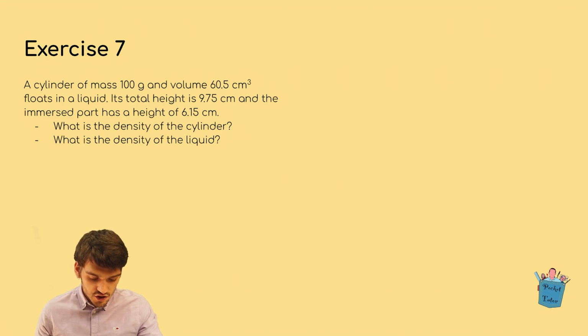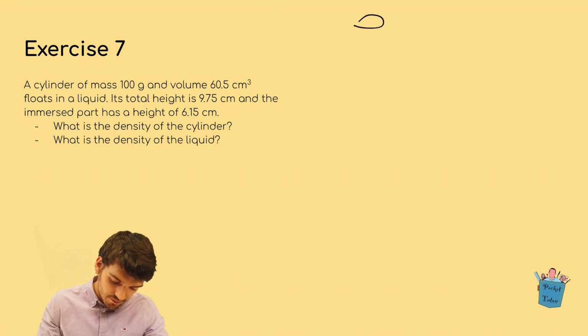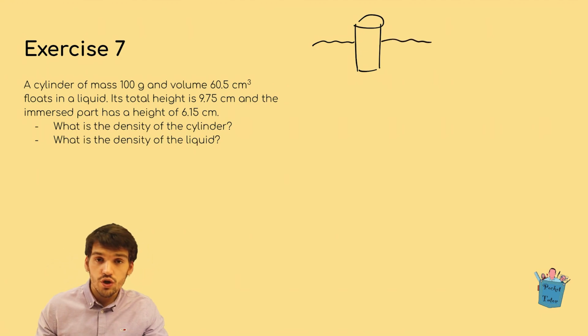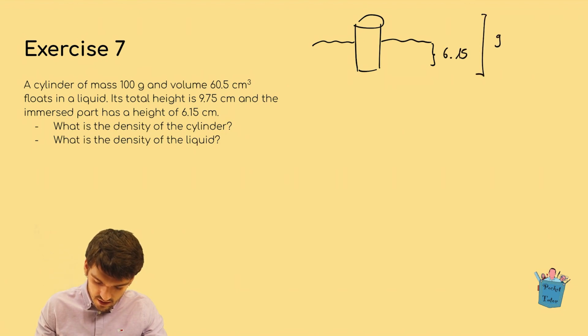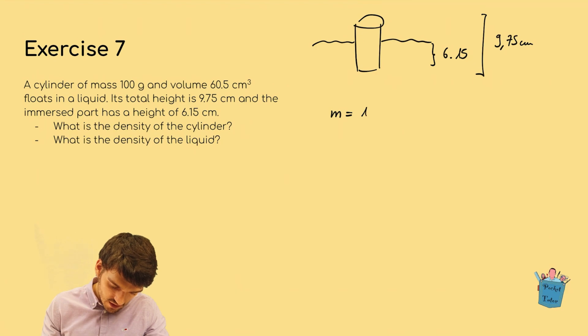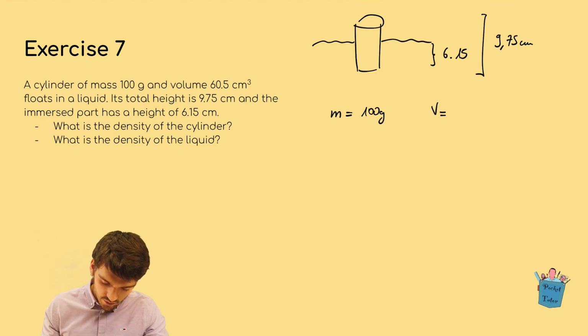The last exercise says, a cylinder of mass 100 grams and a volume of 60.5 cubic centimeters floats in a liquid. Its total height is 9.75 centimeters, and the immersed part has a height of 6.15 centimeters. What is the density of the cylinder and what is the density of the liquid? So we have a cylinder that is floating, but it's not fully immersed, so we don't know its density. And the immersed part is 6.15 centimeters, and its total height is 9.75 centimeters. We know its mass, that is 100 grams, and its volume, that is 60.5 cubic centimeters.